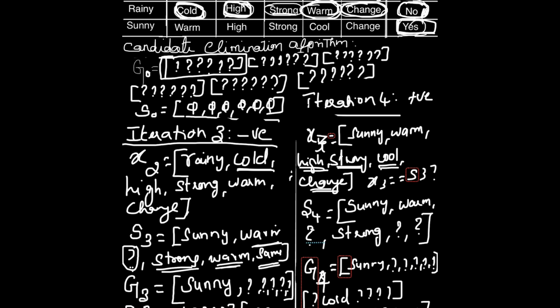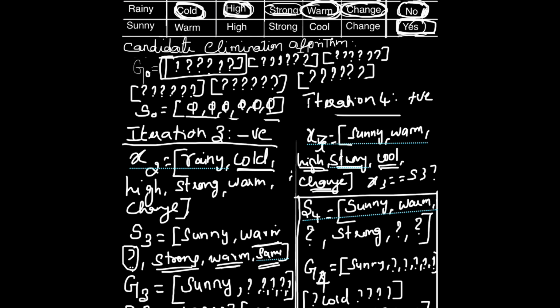Since we have the final hypotheses S4 and G4, here, in contrast to the Find-S algorithm, in which we have only one final hypothesis, we have a combination of hypotheses, more than one, which helps us to correctly identify the outcome. Here S4 is sunny, warm, and strong. The attributes which strongly contribute in the specific hypothesis are sky, which is sunny, temperature, which is warm, and the wind, which is strong. These three parameters strongly contribute to the outcome as yes.